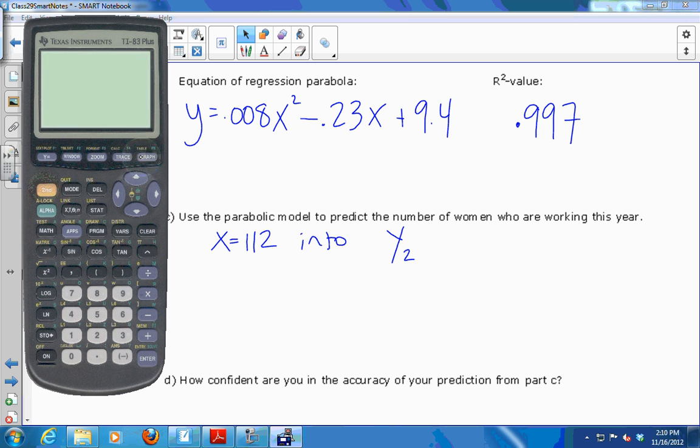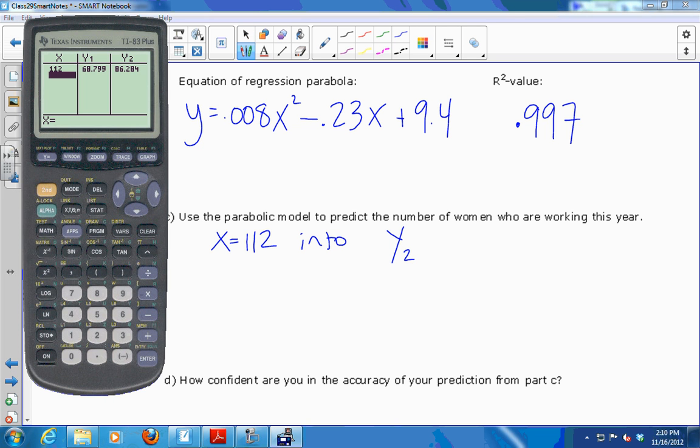So I'm just going to go to my table, and I can type 112 in for x, and it tells me what the line gives for y and what the parabola gives for y. And this particular question is asking me what the parabola gives. Table, second graph. So my answer would be 86.284 million.